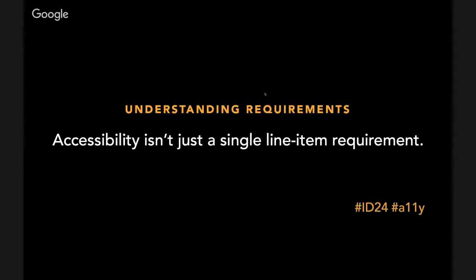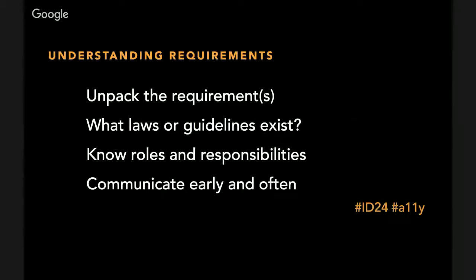So it's not just a single line item requirement when you're talking about accessibility, and it's not just a river in Egypt that you can kind of deny and ignore. So really, unpacking the requirements is the first step in that.